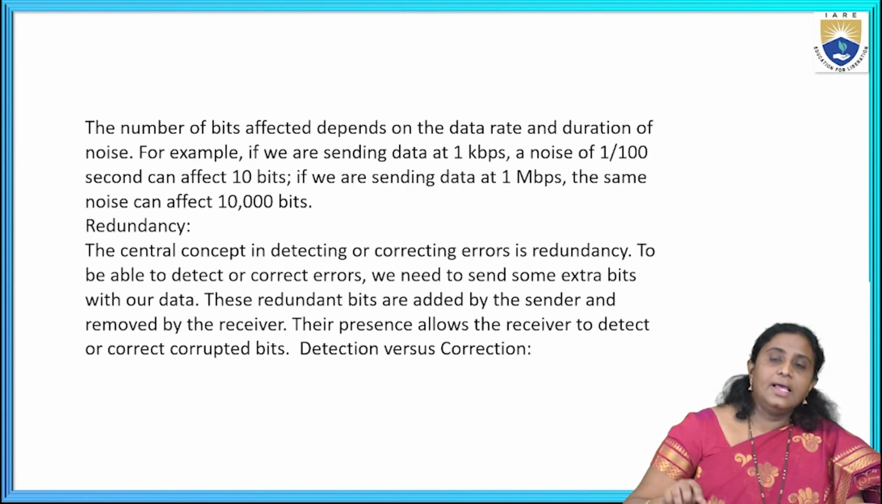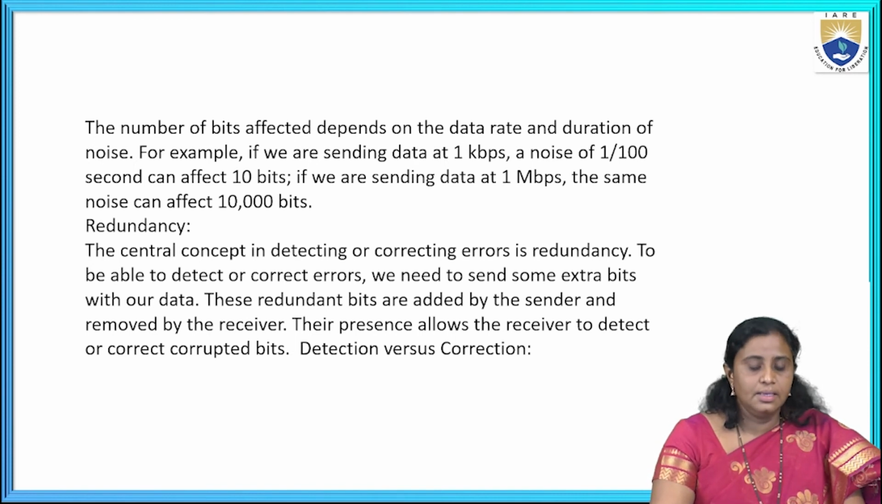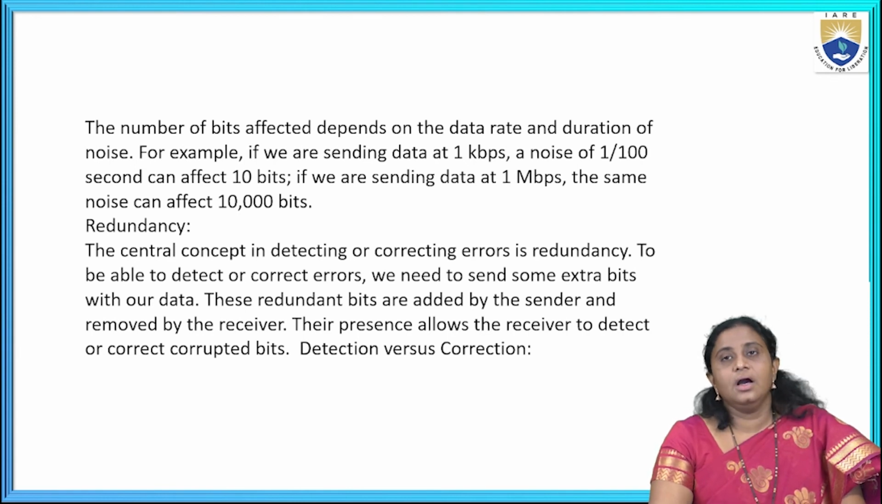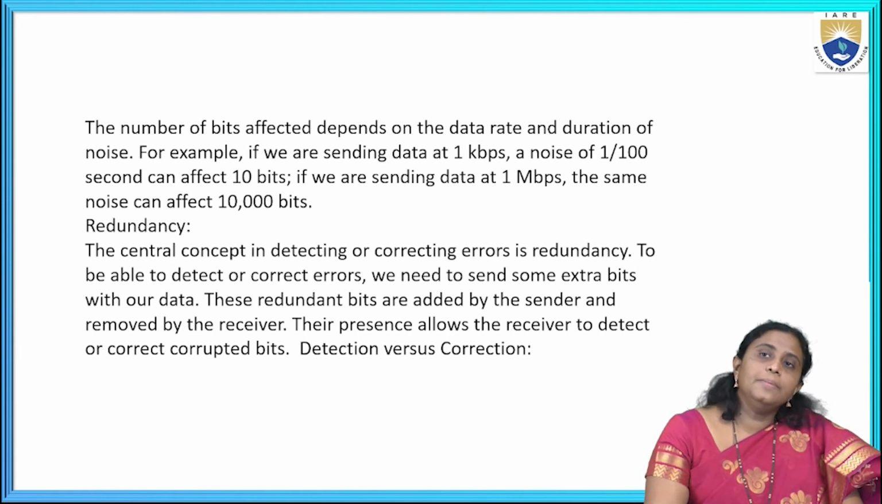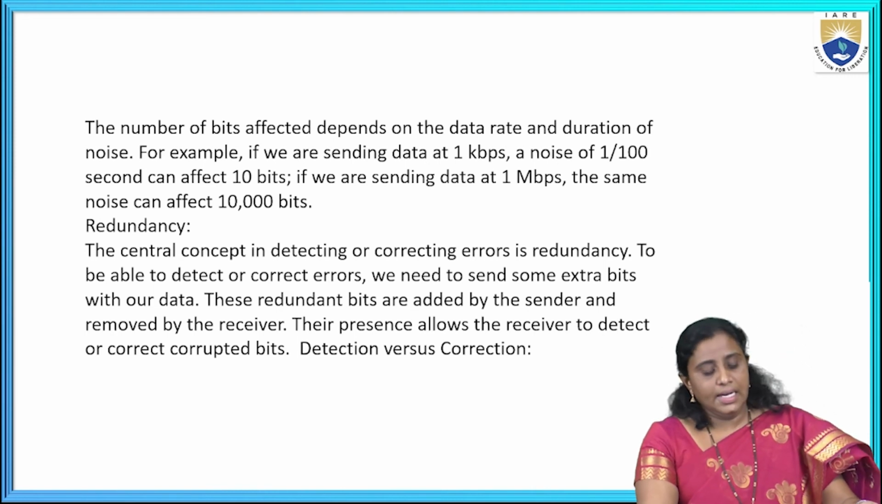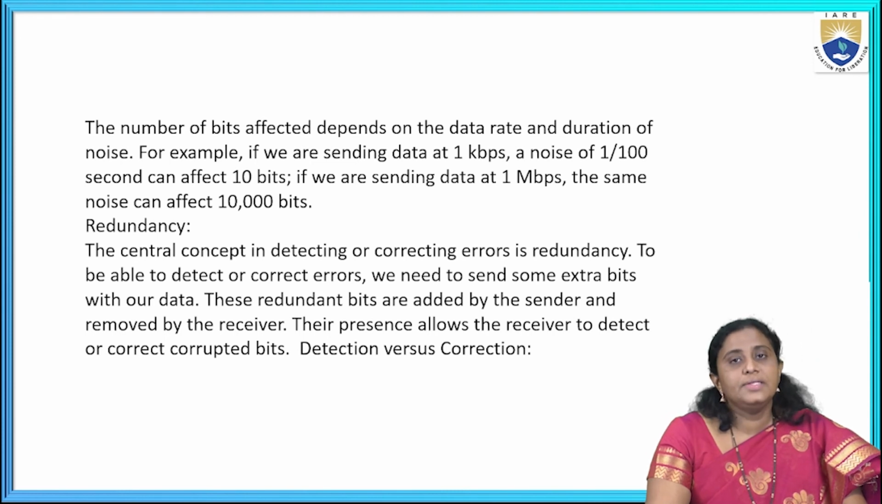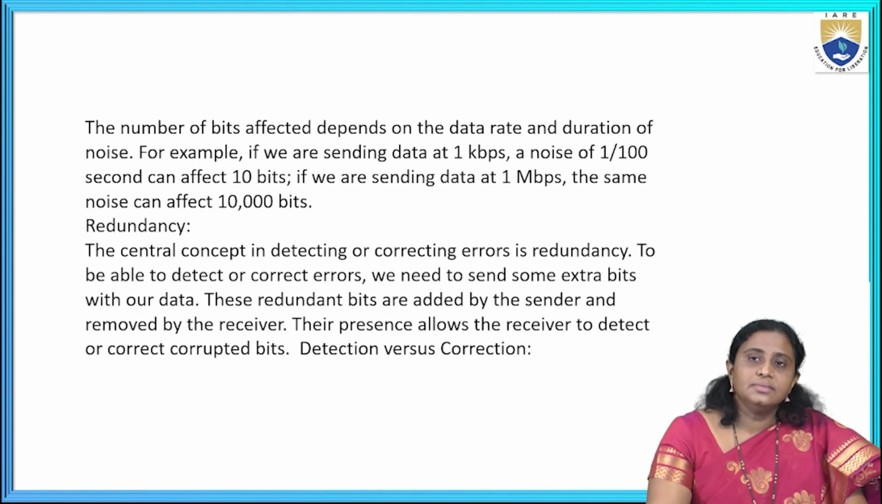So coming to that, the next concept under the data link layer, and the most important concept, is redundancy. The central concept in detecting and correcting errors is redundancy. To be able to detect and correct errors, we need to send some extra bits with our data. These redundant bits are added by the sender and removed by the receiver. Their presence allows the receiver to detect the corrupted bits and correct them.